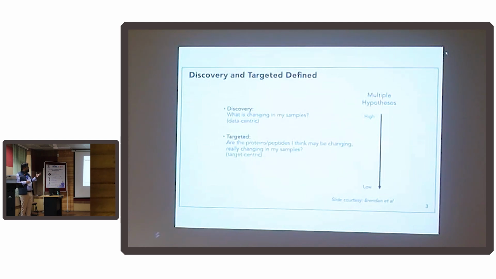And as we had already defined, discovery is kind of data centric. So we try to ask the question, what is changing in my samples? With respect to cancer and non-cancer, or maybe treated versus non-treated, old versus young, what is the difference? Whereas in targeted proteomics, I am trying to really target a specific protein, sometimes even a specific peptide, right? Suppose you're trying to design an assay for a viral peptide.